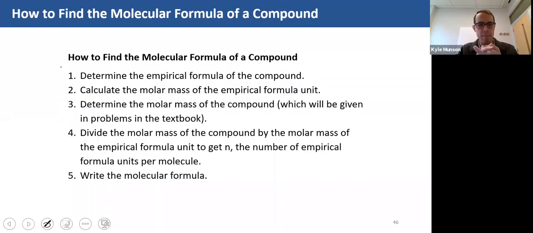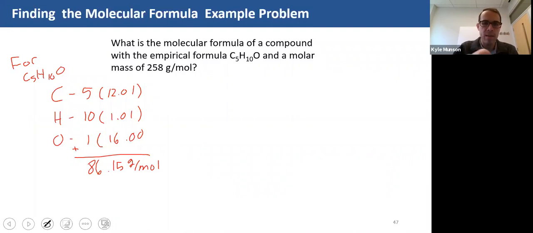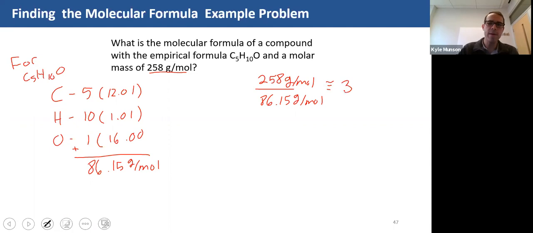Well, I have the molar mass of the empirical formula unit. I have listed the molar mass of the compound. So now I'm going to divide the molar mass of the compound by the molar mass of the empirical formula unit to get this guy called N. So I'm going to divide the molar mass of the compound, 258 grams per mole, divided by 86.15 grams per mole. And when I do that, I get approximately 3, which is equal to N.